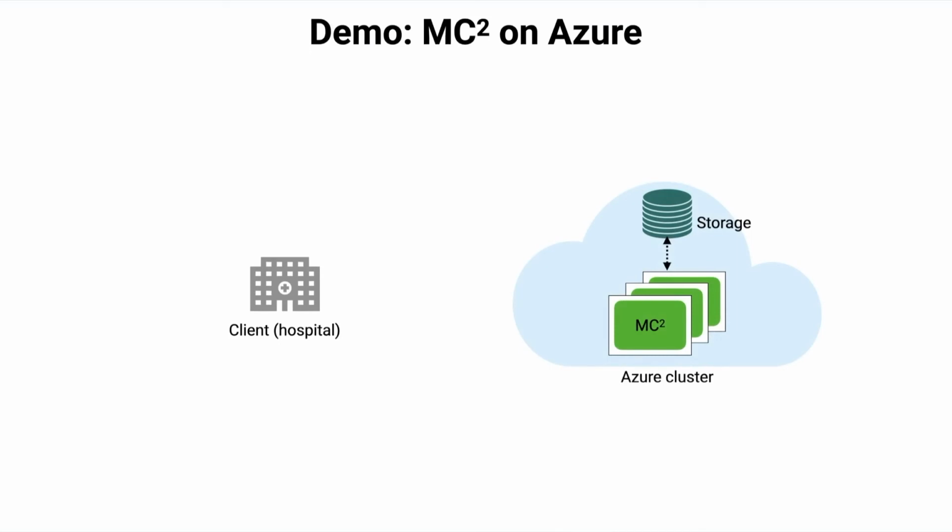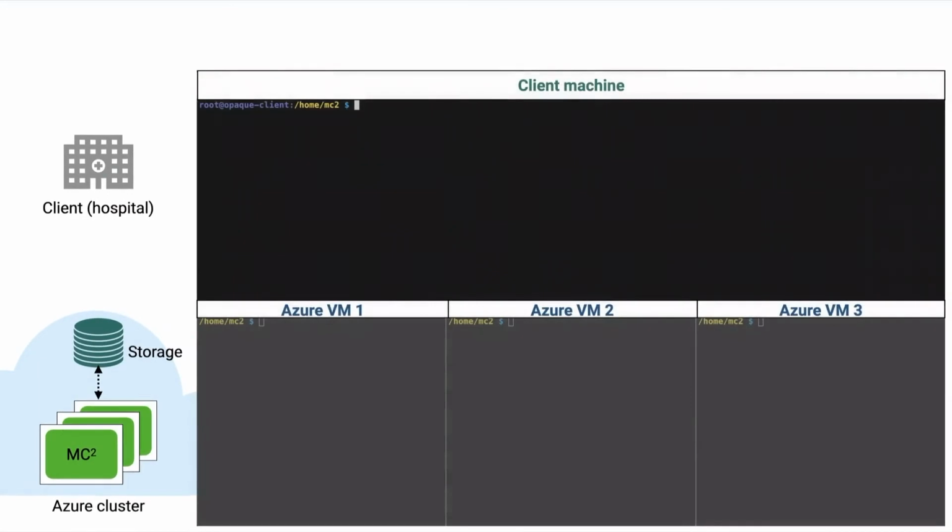The setup for the demo is as follows. We have a client application running on the premises of a hospital. The workings of the client application can be seen in the top screen on the right. We also have a deployment of a cluster of virtual machines on Azure that can read and write to Azure storage, with MC² running within enclaves on these machines. The three screens on the bottom right show the workings of these virtual machines.